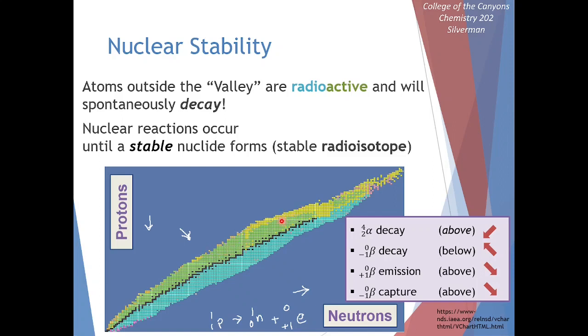Positron emission is going to be more common for our smaller elements, whereas we had alpha decay for our much, much heavier elements.